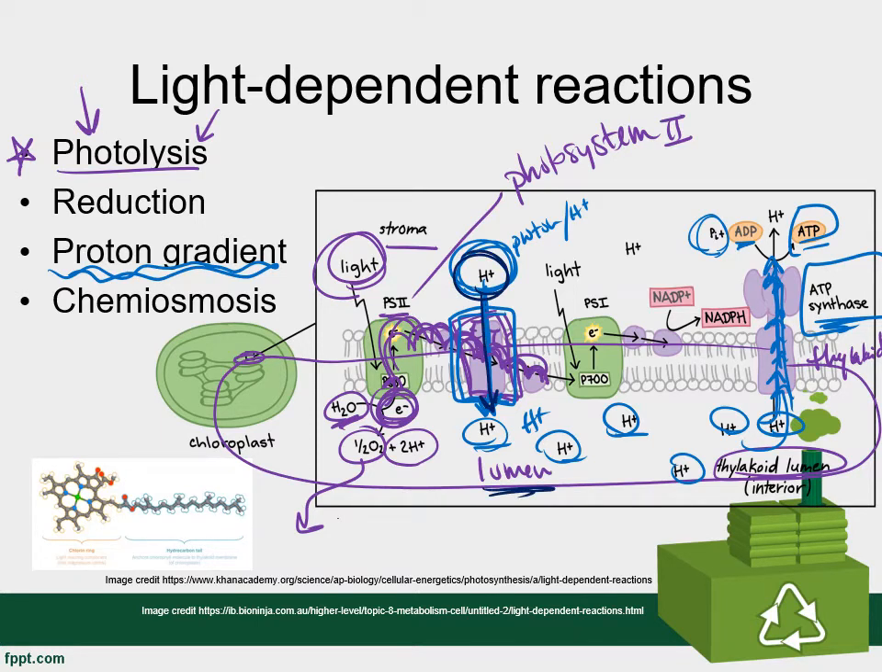Those hydrogen ions make a crazy high concentration gradient. They're going to diffuse through ATP synthase, facilitated diffusion. That is going to allow ATP synthase to have the energy that it needs to combine ADP and an inorganic phosphate group to make ATP. This is called chemiosmosis. Chemiosmosis.